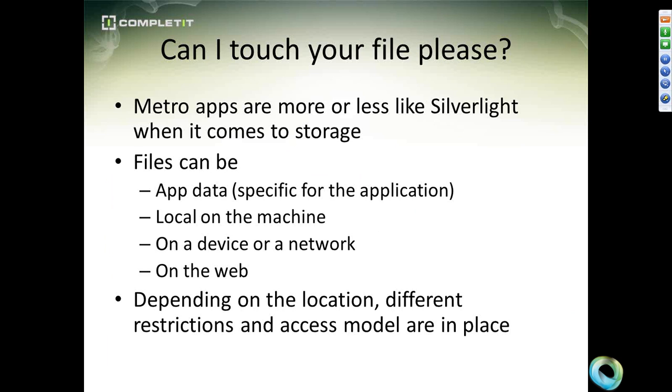We can want to access a file on a device, a USB memory stick, for example, or on a network. Or we can want to access an image or a file on the web. Based on the location of the file, my Windows 8 application will actually need to do different things to access that file, if it can be accessed at all. So based on the location, different restrictions and a different access model is in place for the file.